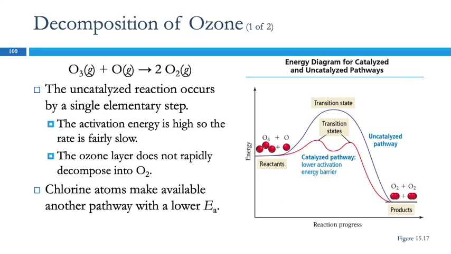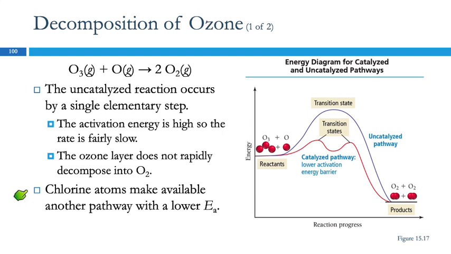In the decomposition of ozone, which we were just talking about, the uncatalyzed reaction occurs in a single elementary step. You have a reaction between O3 and an oxygen atom. It goes through a transition state, it's high energy, and then it produces the products. That activation energy is high, so the rate is fairly slow, and thus the ozone layer does not just rapidly decompose into oxygen. So this is a good thing.